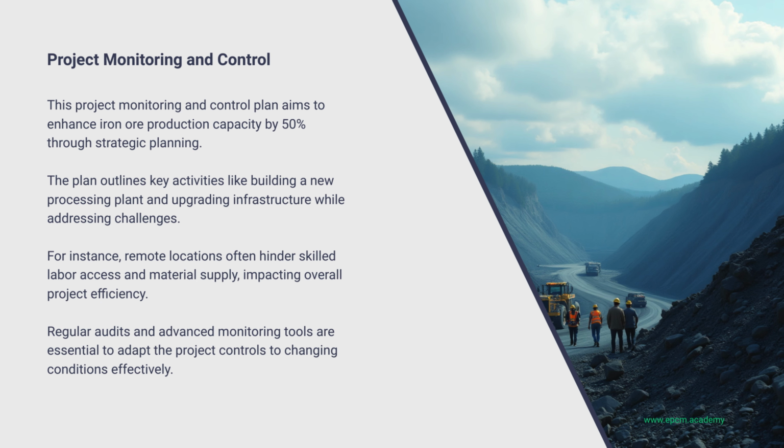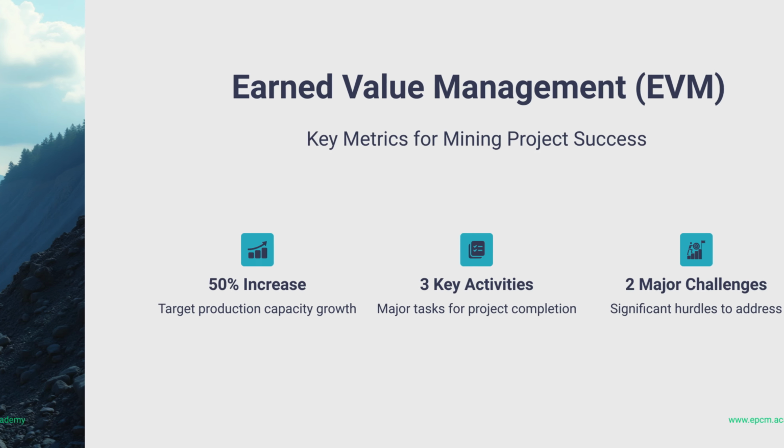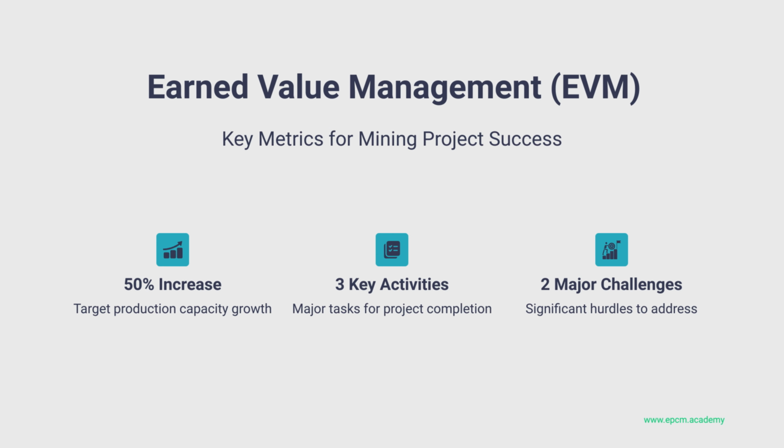Think of the CBS as a map of your project's costs. It breaks down the total budget into smaller, more manageable pieces, aligning with the work breakdown structure. This allows you to track actual costs against the budget at a very granular level, so you can quickly spot any potential overruns. So if they see costs creeping up in a particular area, they can investigate and take corrective action before it becomes a major problem. Exactly. It's all about early detection and proactive management.